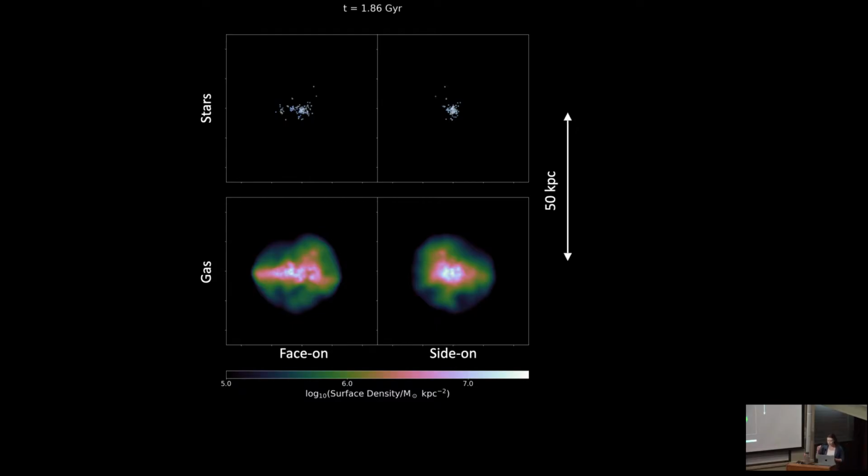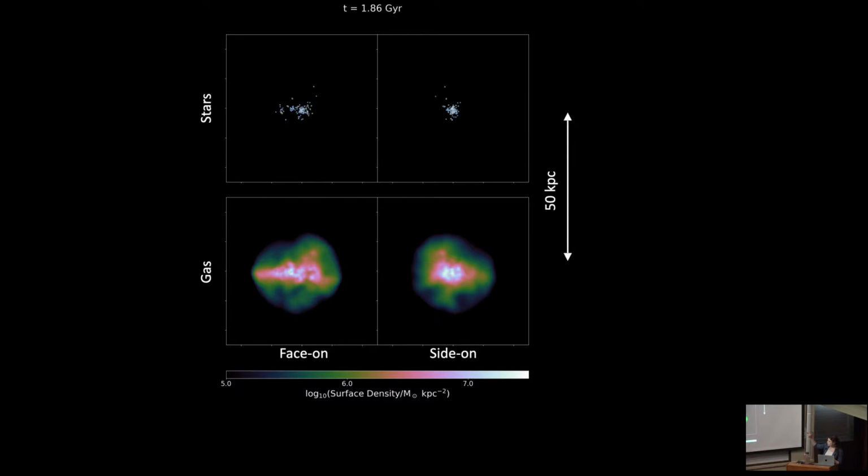And after that, I'll show you something a little bit more quantitative. So this movie shows the evolution of one of our most massive ultra-diffuse galaxies. So this is about 10 times less massive than the Milky Way. And on the top, we have mock UVI images of this galaxy's stars. On the bottom, we have gas surface density.